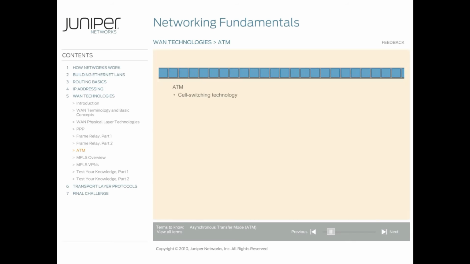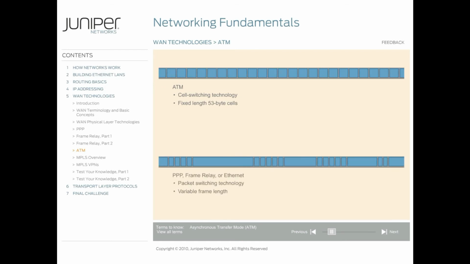ATM is a cell switching technology, which means that layer 3 packets are segmented into fixed-length 53-byte cells. It differs from other layer 2 packet switching protocols, such as PPP, frame relay, or Ethernet, which simply encapsulate packets in variable-length layer 2 frames.